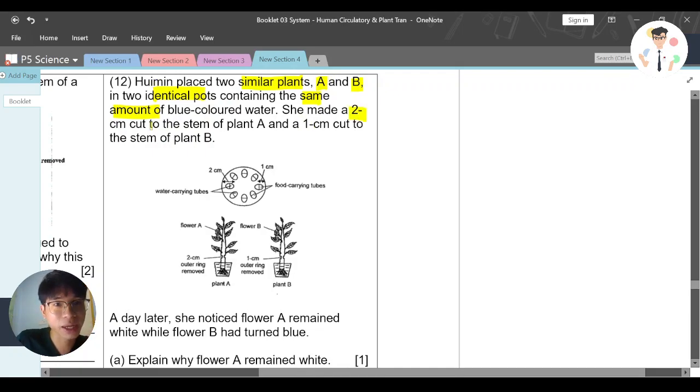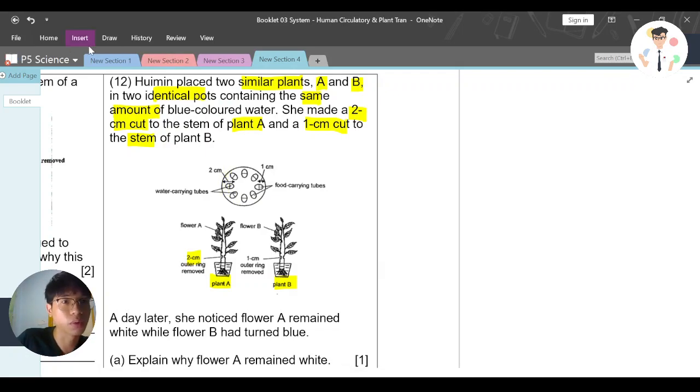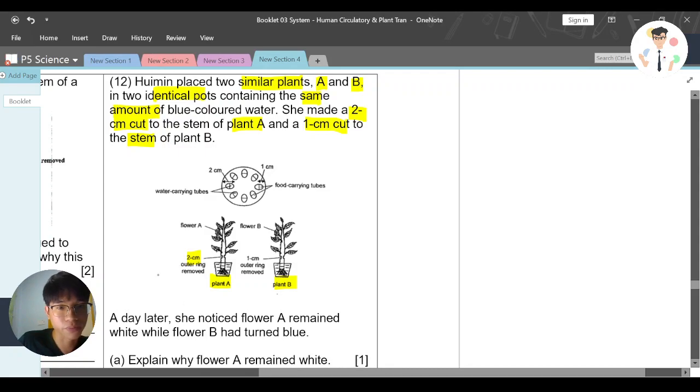She made a 2 cm cut to the stem on plant A and 1 cm cut to the stem on plant B. By looking at these food carrying tubes and water carrying tubes, we can clearly see plant A has the 2 cm cut. 2 cm cut means that it removed the food carrying tube and also the what? The water carrying tube. This one you need to write down, okay? Very important. The food and water carrying tube both are removed, which means they cannot transport across.